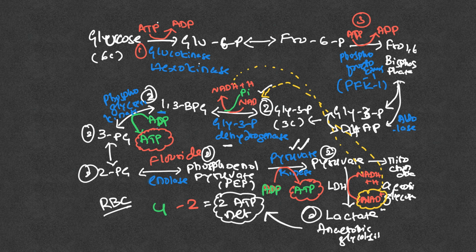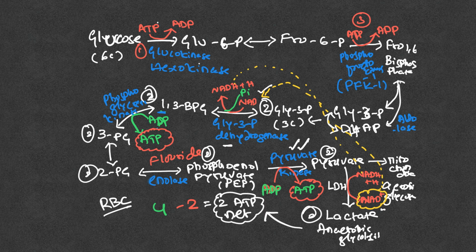So what happens if there is a pyruvate kinase deficiency? These two ATPs do not come, and that's why it leads to an overall lack of ATP in pyruvate kinase deficiency, especially in the red blood cell, and that is why hemolytic anemia can happen.